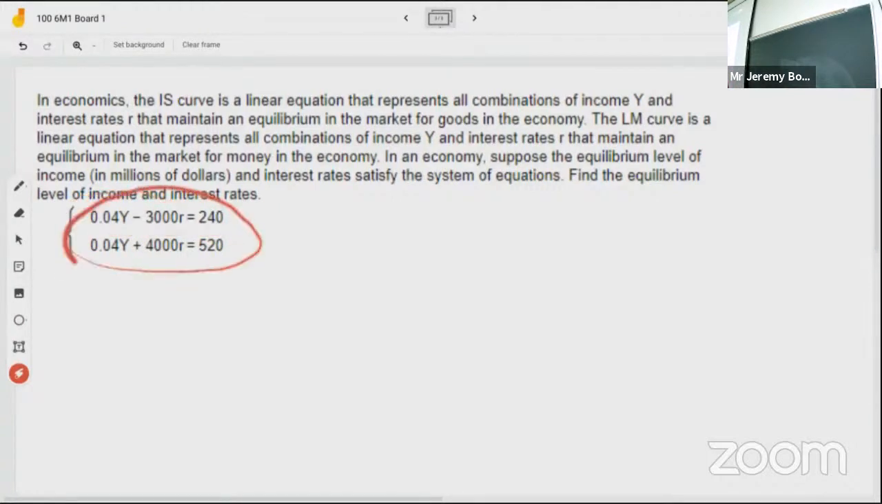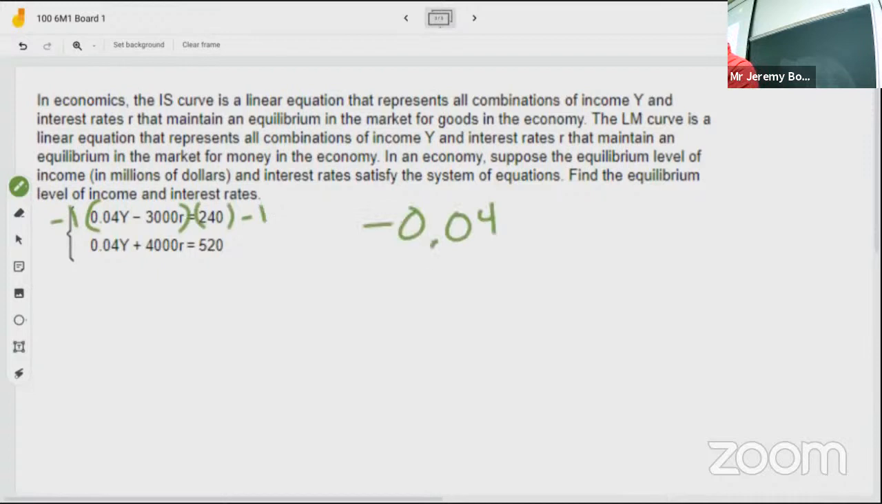Well, it's just set up as a system of linear equations. What can we do to solve that? What do y'all think? -1, doesn't matter which one? Not really. Let's do -1 for the top. So we have -0.04 y plus 3,000 r is equal to -240. And then my other one's going to remain the same.